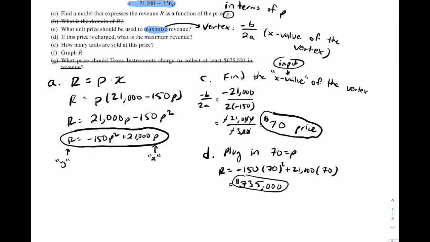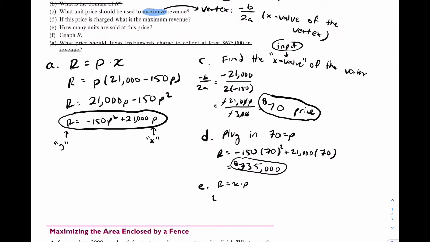Okay, E, how many units are sold at this price? So there are a couple ways to do it. Some people like the formulaic way, that we write R is X times P. That's what we had right here at the beginning. We're looking for how many units are sold. So we're looking for X. So X should be the revenue divided by the price. And some people just think of that intuitively. So they'll just simply divide part D and part C right here. So again, use your calculator, 735,000. That's your total revenue. Divide by the price of each calculator, and that's 10,500 units or calculators sold.